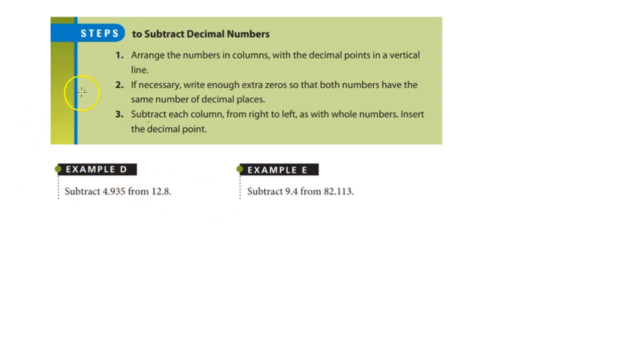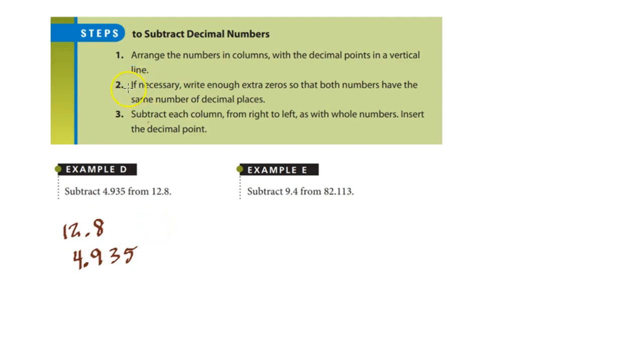Okay, so first off, we're going to go through example D first, and then go through example E. But first we need to set the problem up. We want to arrange the numbers in columns with the decimal point in a vertical line. This is identical to what we did with adding decimal numbers in the previous video. So we're subtracting 4.935 from 12.8. So 12.8 goes on top, and we're subtracting 4.935 from this. All right, so we lined up the decimals in each place.